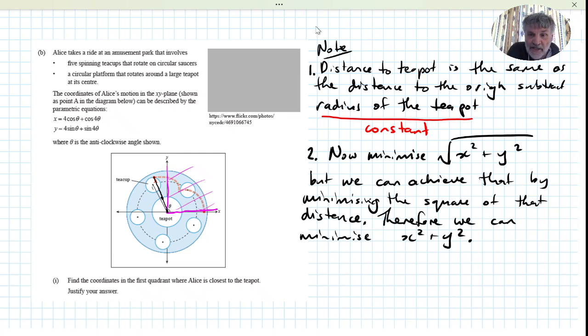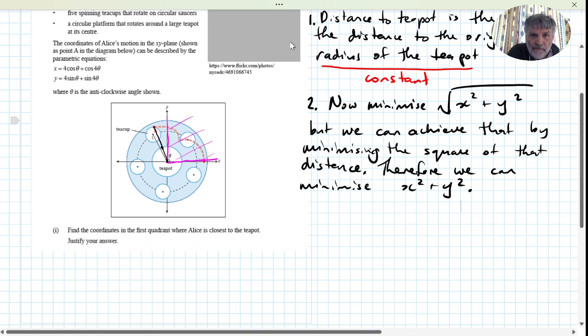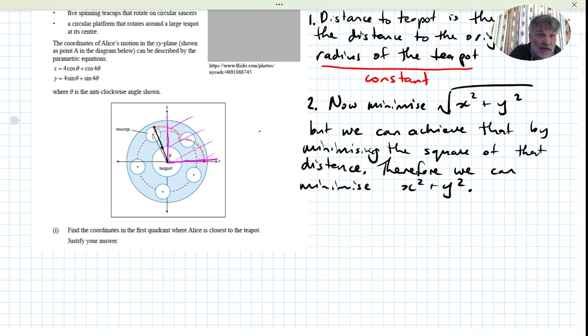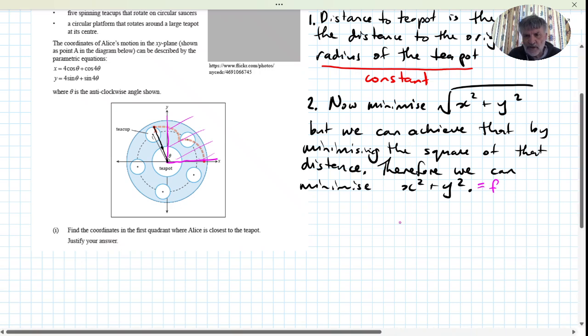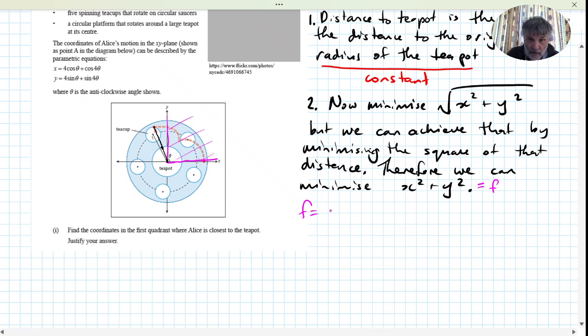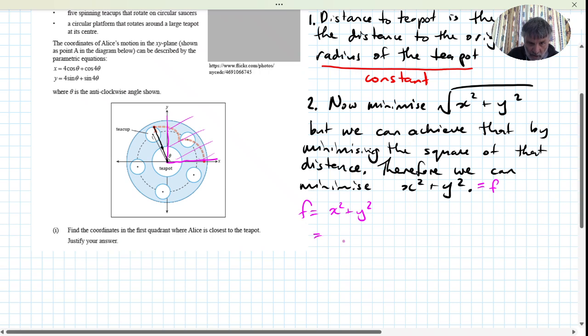It gets a bit messy as it is, but let's just calculate these things. Let's call x squared plus y squared, just call it something, call it f. So we have f is equal to x squared plus y squared, and that's 4 times the cosine of theta plus the cosine of 4 theta, all squared, plus 4 times the sine of theta plus the sine of 4 theta, also all squared.